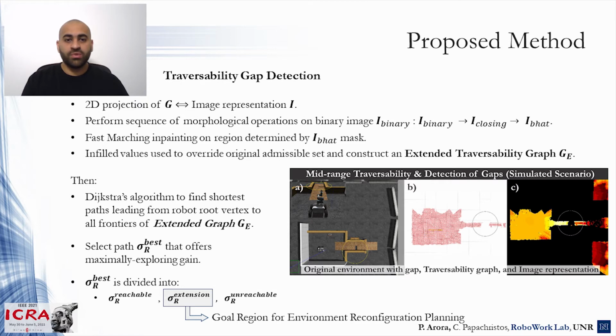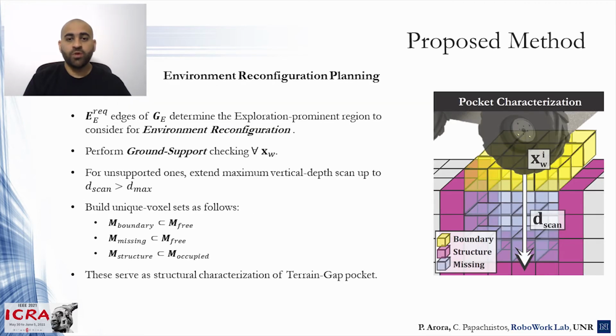The extension segment corresponds to the first encountered extension edges, which are the ones required to be achieved by reconfiguring the environment in order to unlock access to the originally unreachable segment. The second problem of environment reconfiguration planning initiates as soon as the candidate extension segment region is identified. The goal region is visited and closely inspected by the robot to perform high accuracy structural mapping of its geometry.